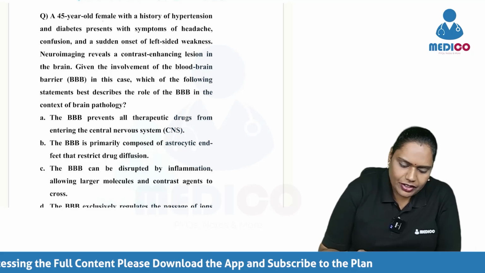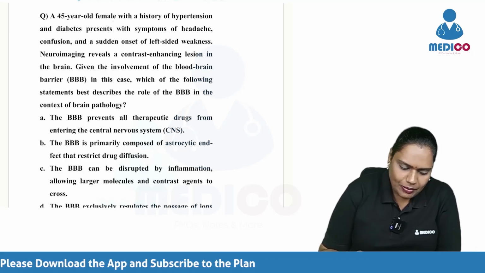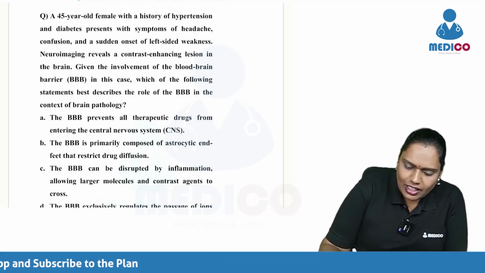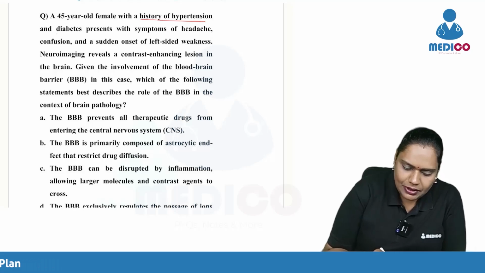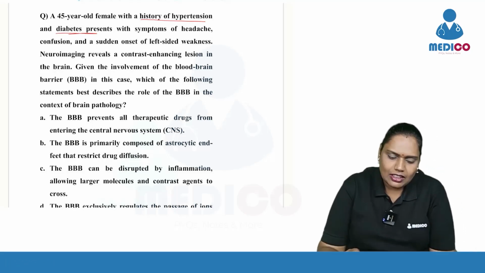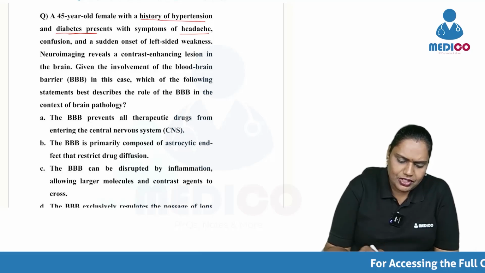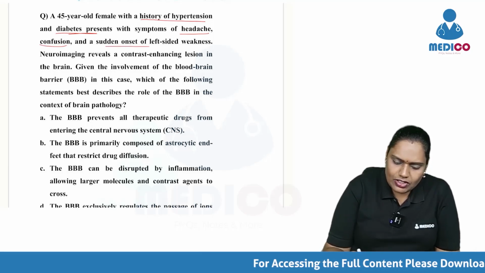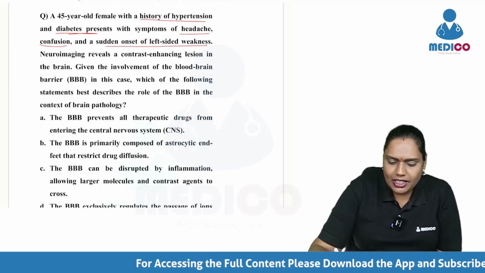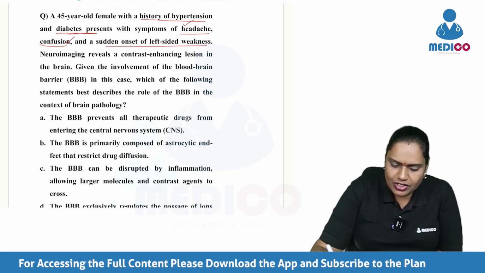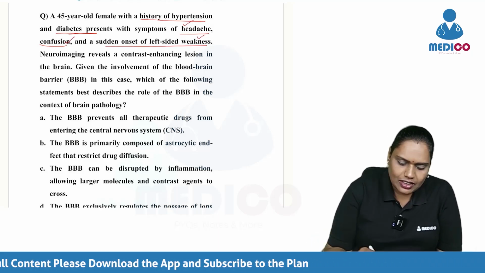We have a 45-year-old female with a history of hypertension and diabetes. So she has both metabolic diseases, hypertension as well as diabetes. Now she is presenting with symptoms of headache, confusion, and sudden onset of left-sided weakness. So the brain is involved. Headache is there, confusion is there, left-sided weakness is there.